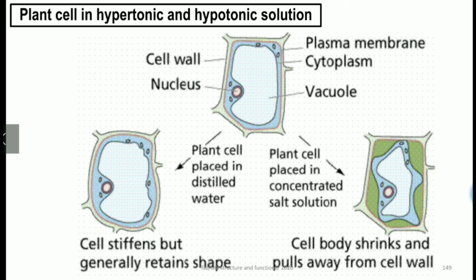Whereas, if a plant cell is placed in a hypertonic solution, for example a concentrated salt solution, this hypertonic solution has fewer water molecules compared to the water molecules in the plant cell. Therefore, the water molecules in the plant cell will move out or diffuse out to the concentrated salt solution, the hypertonic solution, via osmosis. So this will make the cell body shrink and pull away from the cell wall.